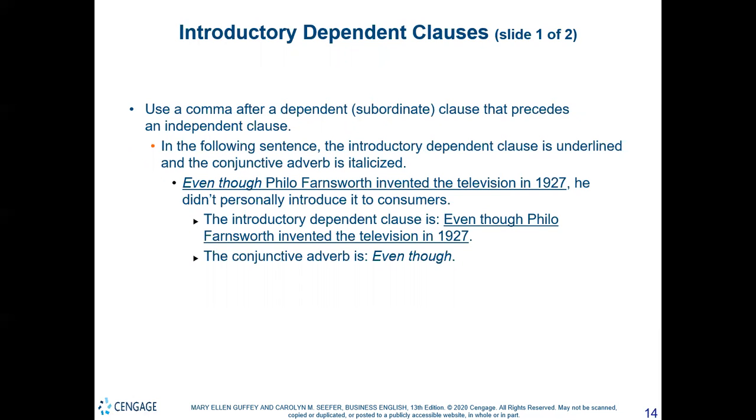Introductory dependent clauses. Use a comma after a dependent subordinate clause that precedes an independent clause. In the following sentence, the introductory dependent clause is underlined, and the conjunctive adverb is italicized. Even though Philo Farnsworth invented television in 1927, he didn't personally introduce it to consumers. The introductory dependent clause is even though Philo Farnsworth invented the television in 1927. The conjunctive adverb is even though.